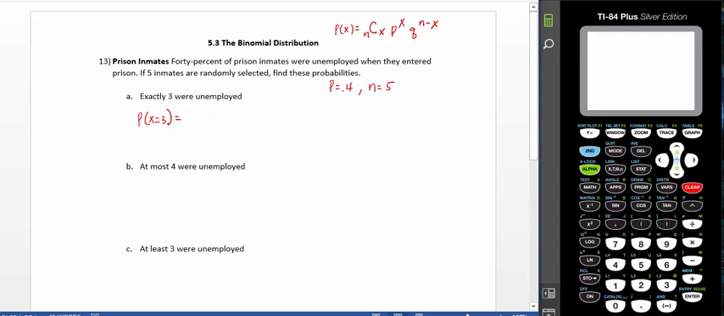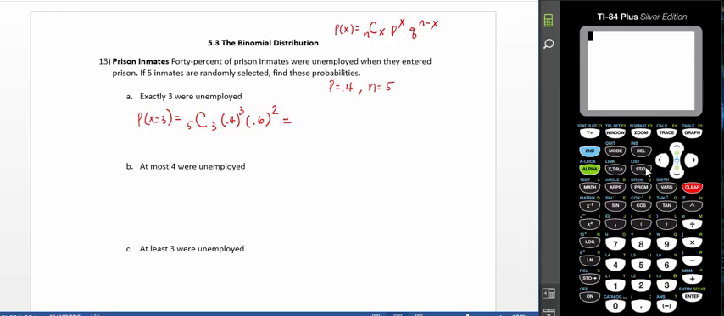So if I want 3 inmates being unemployed, I take the combination of 5 choose 3, and then 0.4 to the third, and then 0.6. If I want 3 people who are unemployed, then 2 of them out of 5 would be employed. And the probability of someone that's employed is 0.6. Okay? So I do want to see the setup of the formula.